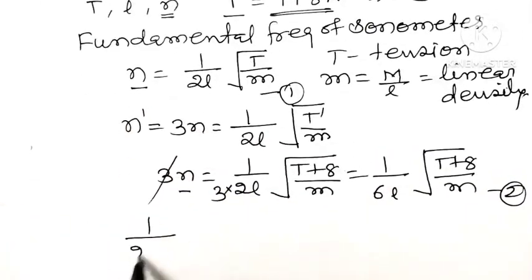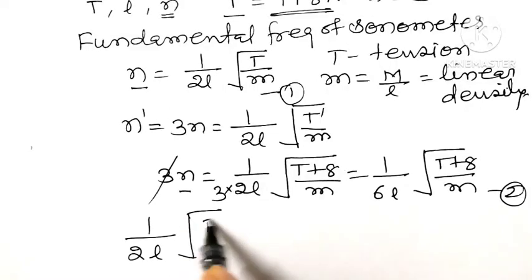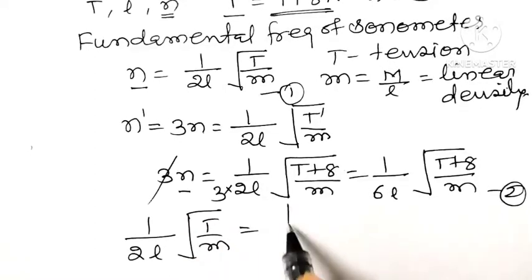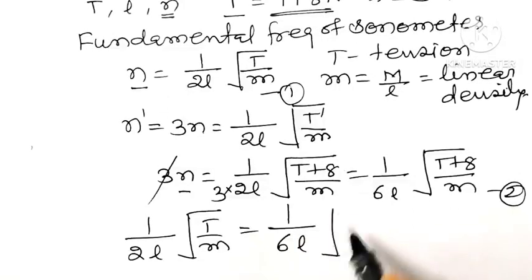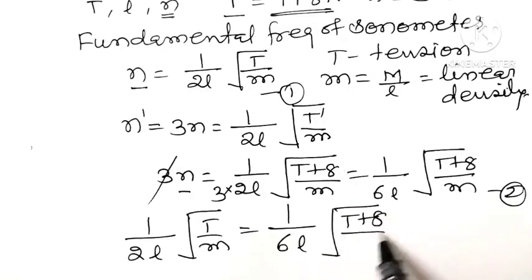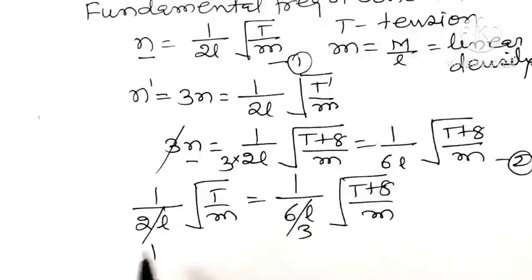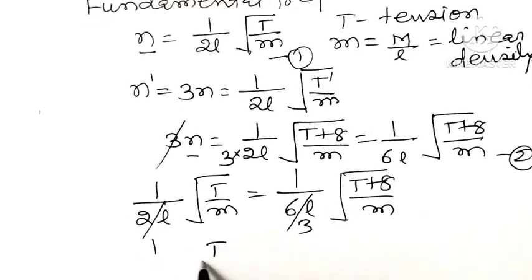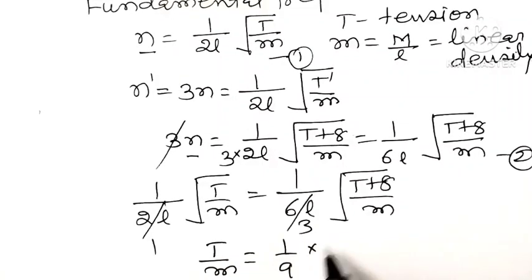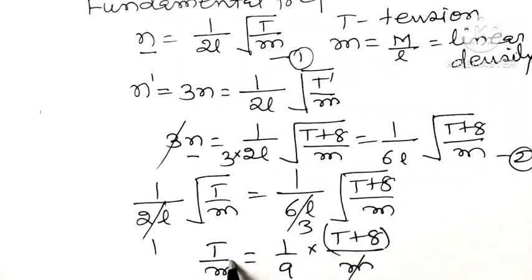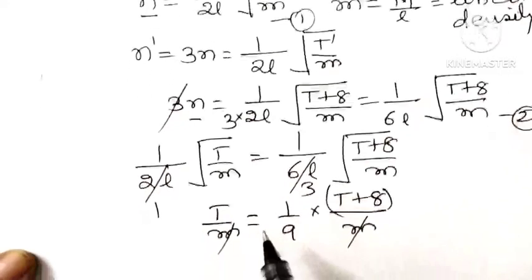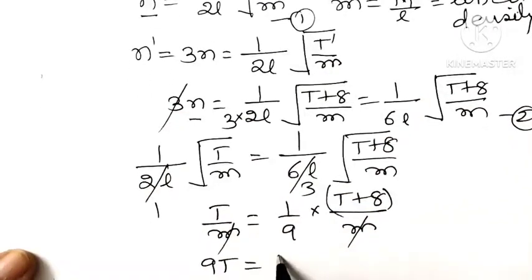So, we have 1 upon 2L under root of T divided by m is equal to 1 upon 6L under root of T plus 8 divided by m. Here 2L and 6L, taking square on both sides. So, T by m is equal to 1 by square of 3, which is 9, into T plus 8 divided by m. The m on both sides gets cancelled. Cross multiply: 9T is equal to T plus 8, or take this T to this side.